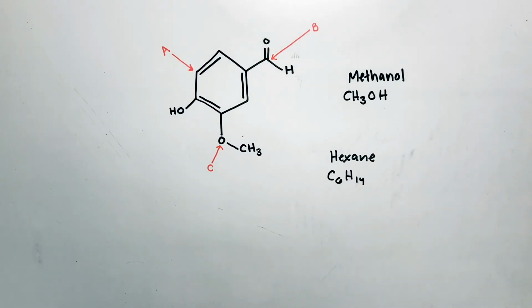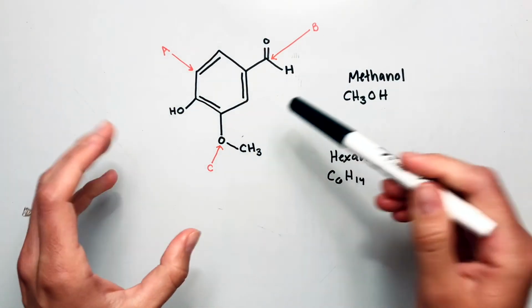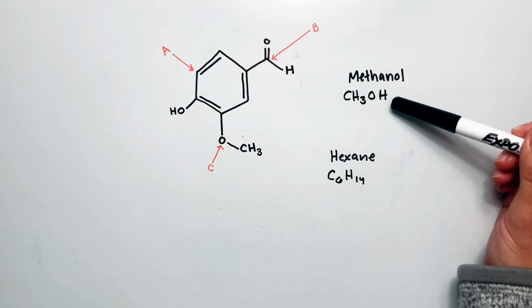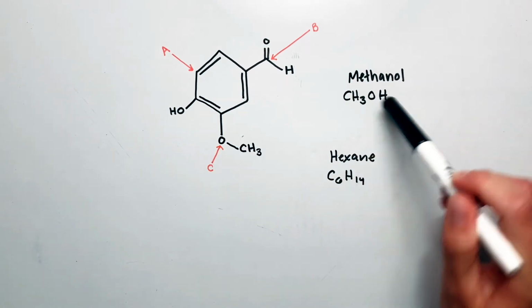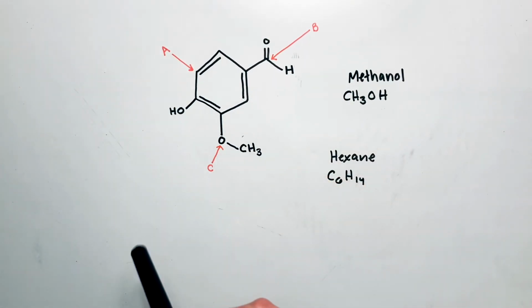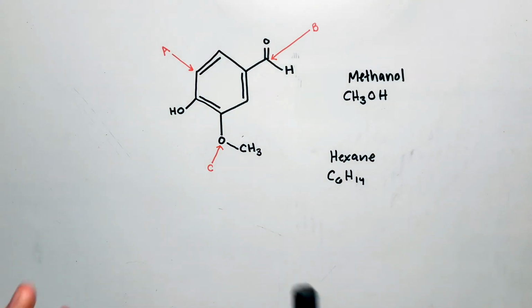Okay, well, the answer is, and if you're still not ready, go ahead and pause the video, but if you are ready, this vanillin compound would be more soluble in methanol. Because methanol is polar, just like vanillin. And with polarity, you have to remember like dissolves like. Okay, so that's all I have for this problem.